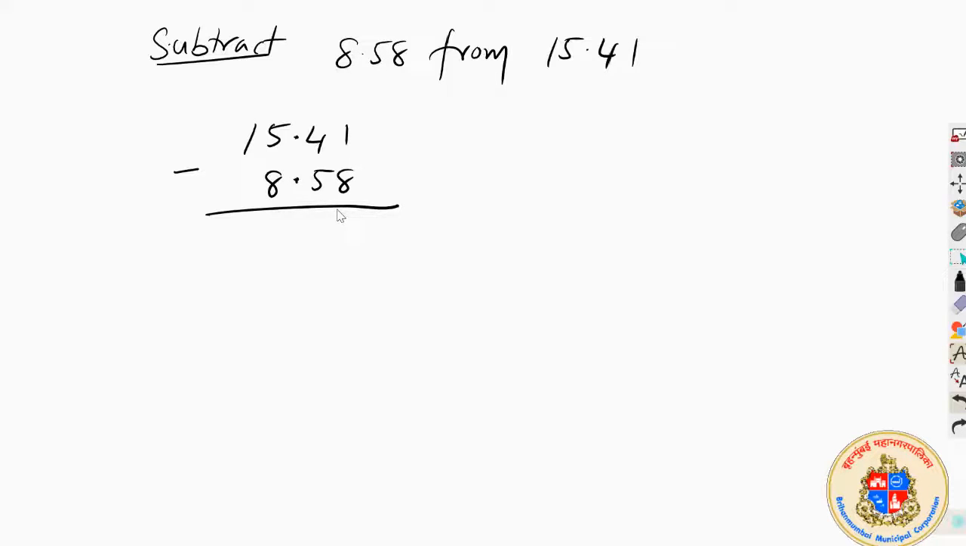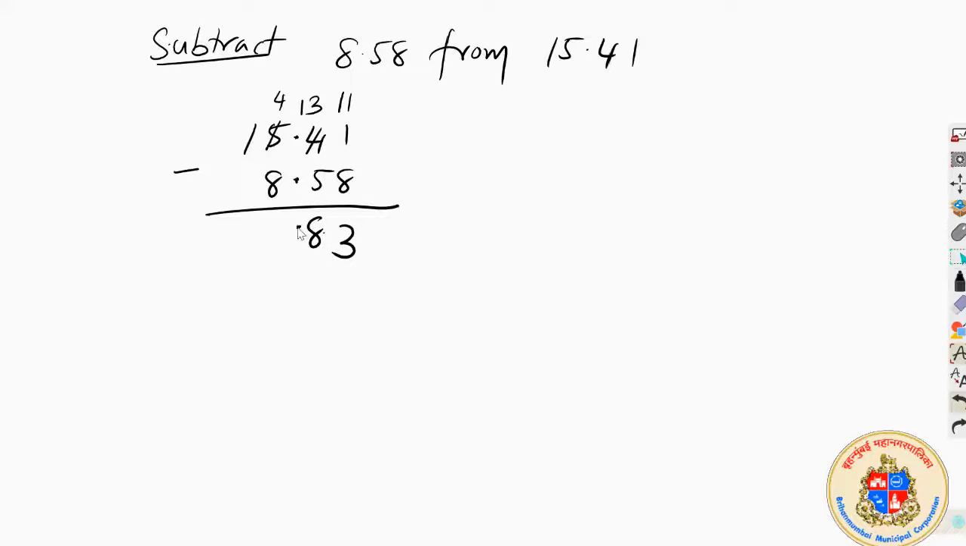1 minus 8, normal subtraction. There are two methods of subtraction nowadays, one with carrying, one without carrying. 1 minus 8 is not possible, so we convert this into 11. Naturally this will become 3, and you will have to borrow from the left. 11 minus 8 is equal to 3. Then 3 minus 5 cannot be done, so convert that into 13, which means here it will become 4. 13 minus 5 is equal to 8.